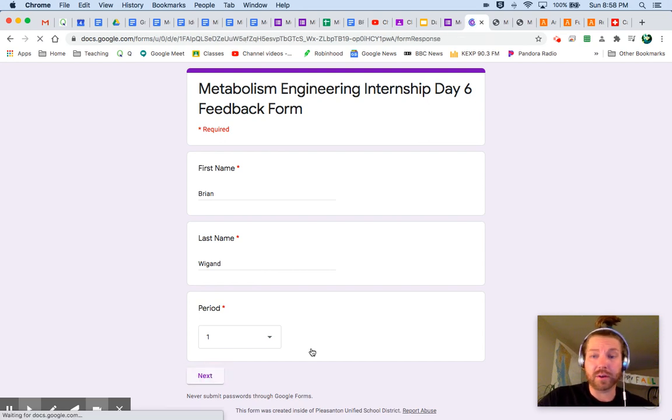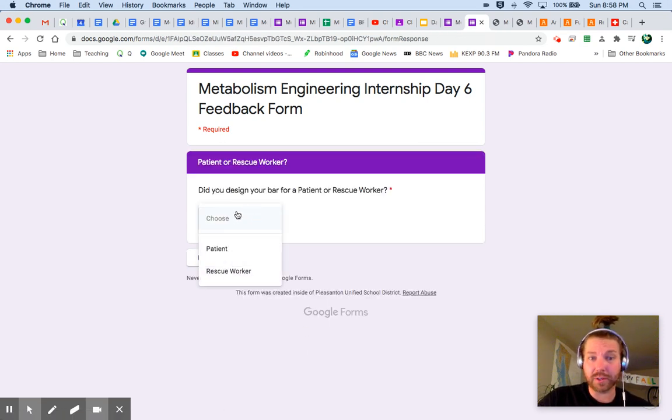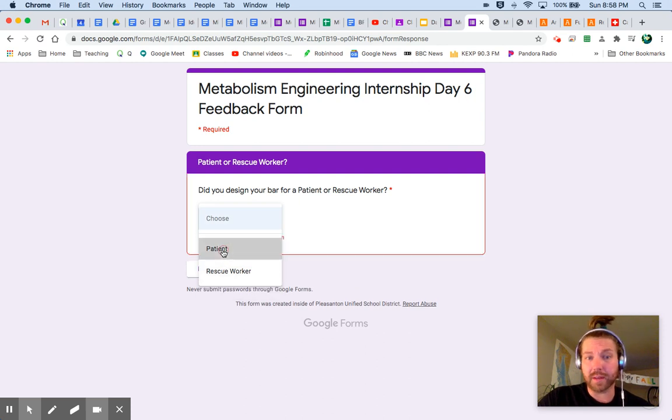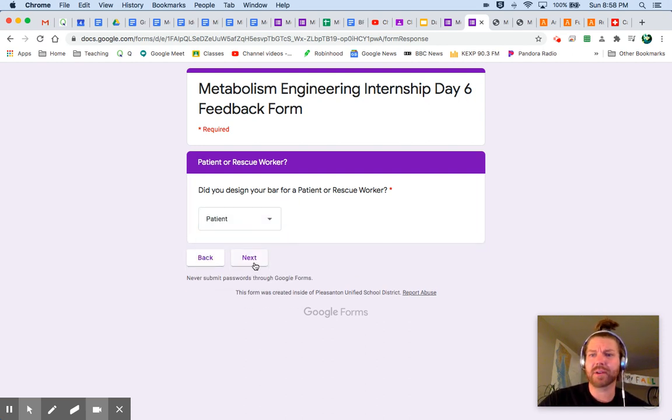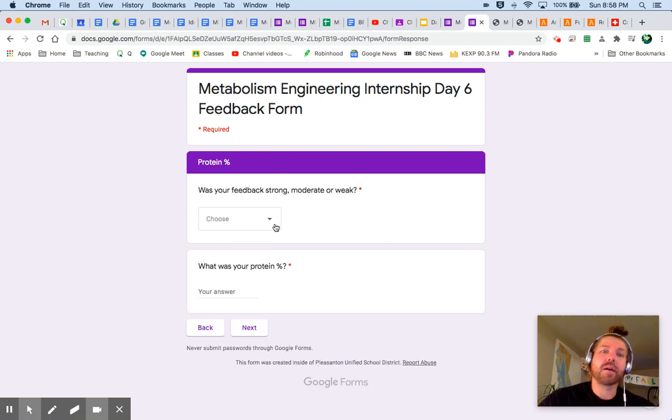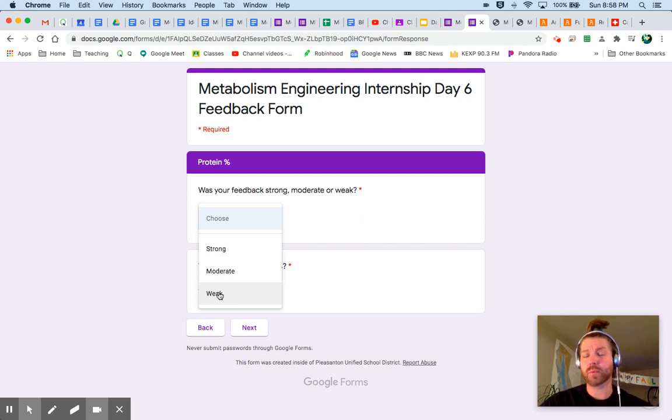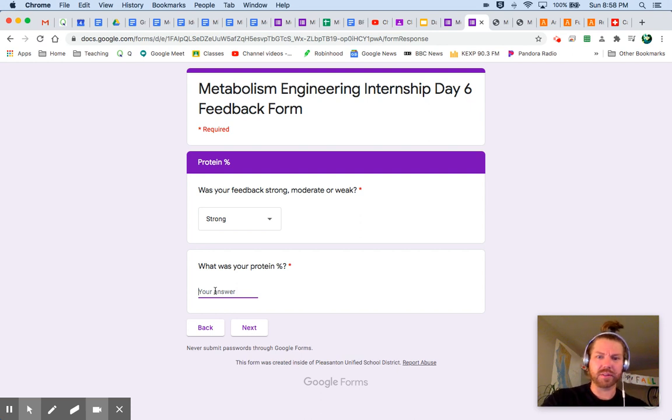And then you're going to enter in all of your information, starting with, did you choose patient or rescue worker? Okay, let's say I did patient. All right, great. Ms. Reagan, I don't know what I did. Wait, what? You don't know? Go back and check. Next, was your feedback for protein strong, moderate, or weak? Based on what Amina said and based on the wording that she used, did you determine that she thought it was strong, moderate, or weak? Well, I'm going to say strong. What was your protein percent? Ew, what was my protein percent? It was 89. 89, yeah, okay, great.